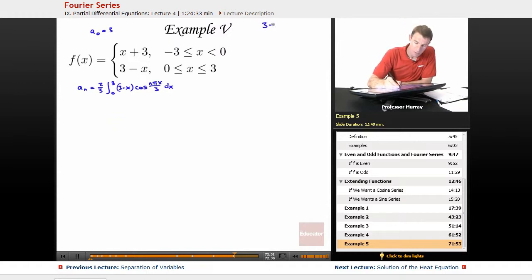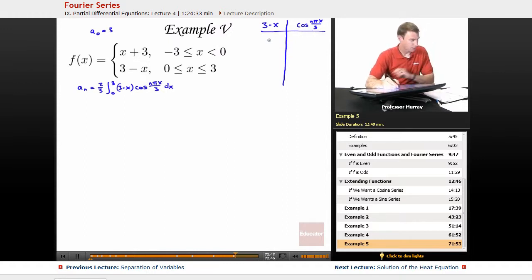So I'm going to set up my tabular integration here: 3 minus x, and cosine of n pi x over 3. I take derivatives of 3 minus x. The derivative of 3 minus x is -1, and the derivative of -1 is 0. Then I take integrals of cosine of n pi x over 3. The first integral is sine of n pi x over 3, and I multiply that by 3 over n pi by the chain rule.